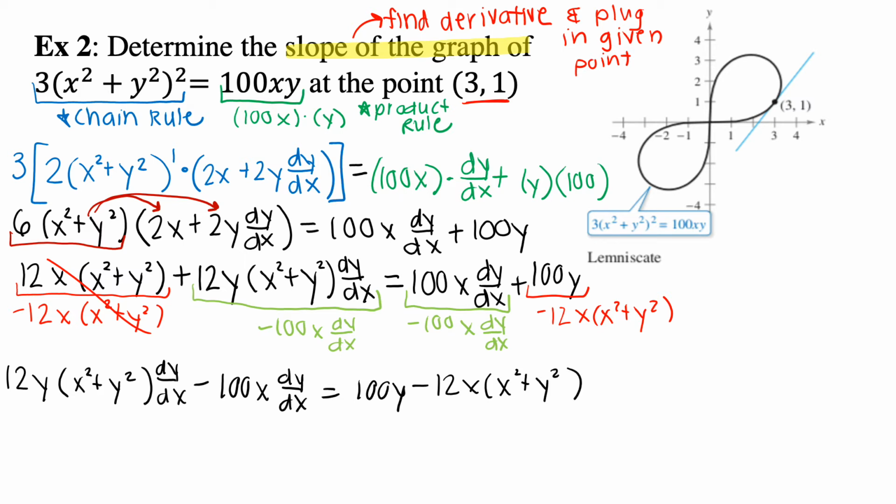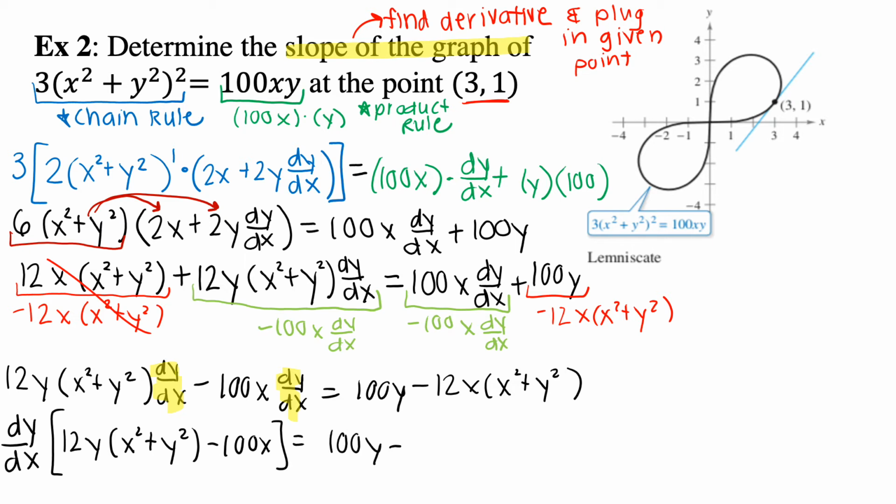Okay, we are almost done. From here, we want to take this dy dx and factor it out of our left-hand side. So we have dy dx on the outside, and what's left is 12y times x squared plus y squared minus 100x, and that's equal to 100y minus 12x times x squared plus y squared.